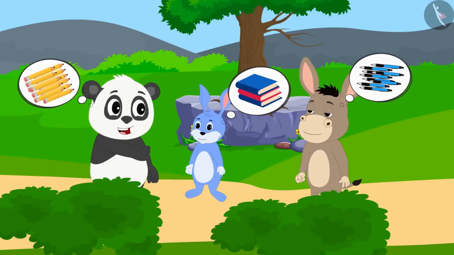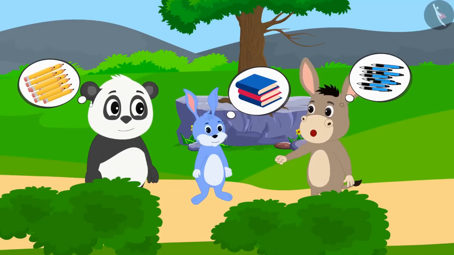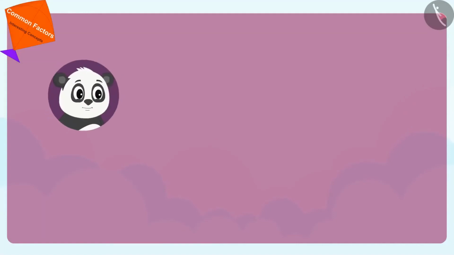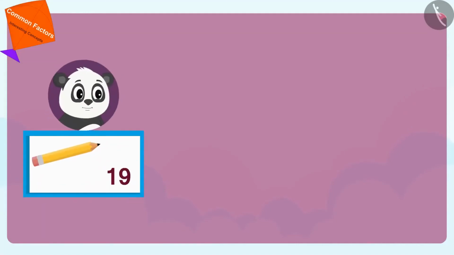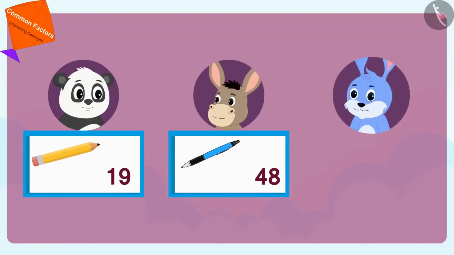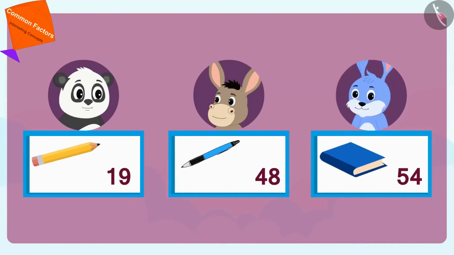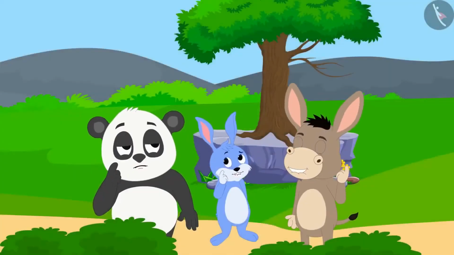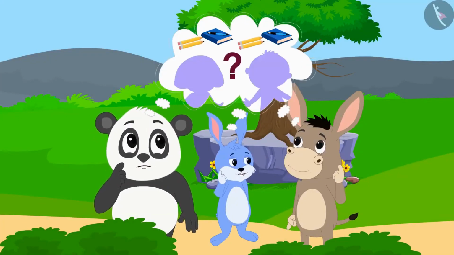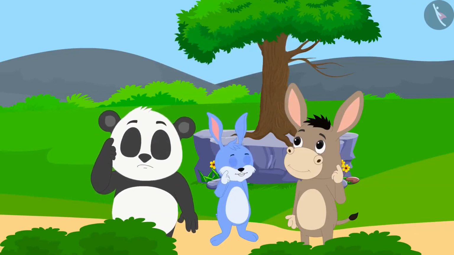Then, all three of them will divide those things equally among the number of children so that every child gets every item. Golu has brought 19 pencils, Bhola has brought 48 pens and Bunny has brought 54 notebooks. Now all three friends are thinking as to what is the maximum number of children that they will be able to give these things to.